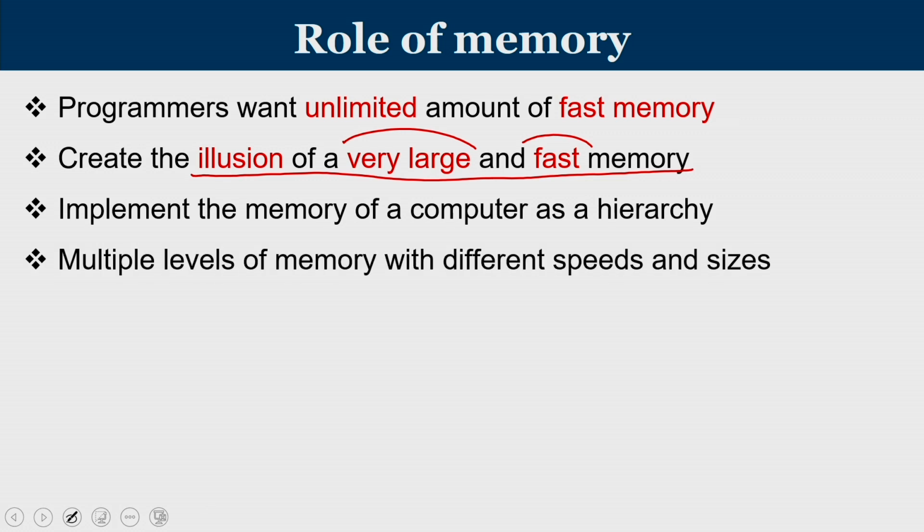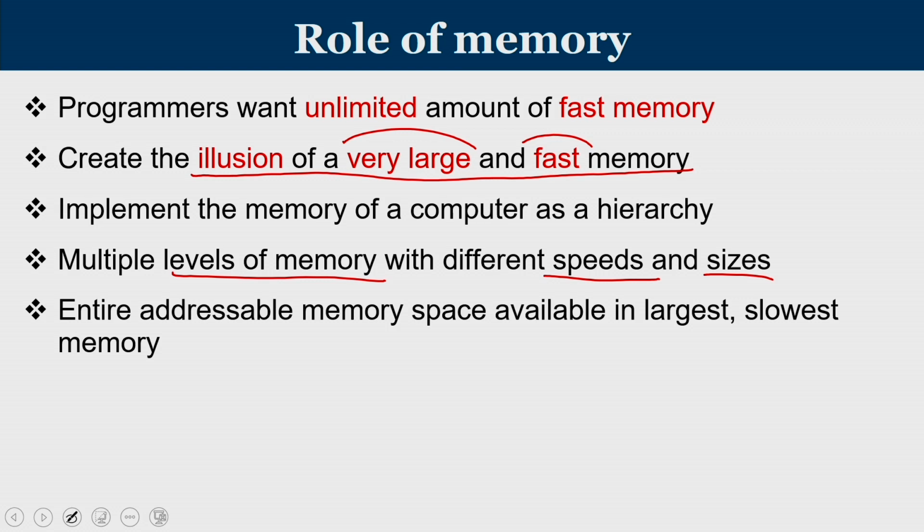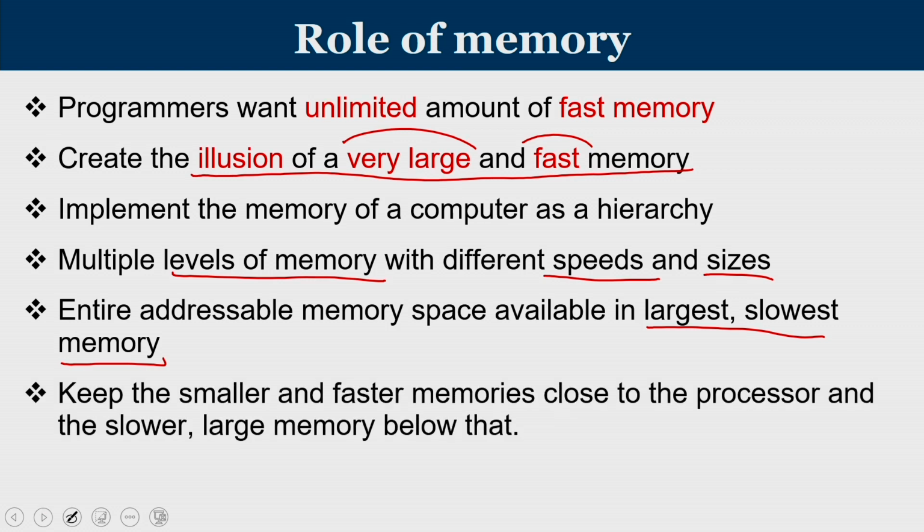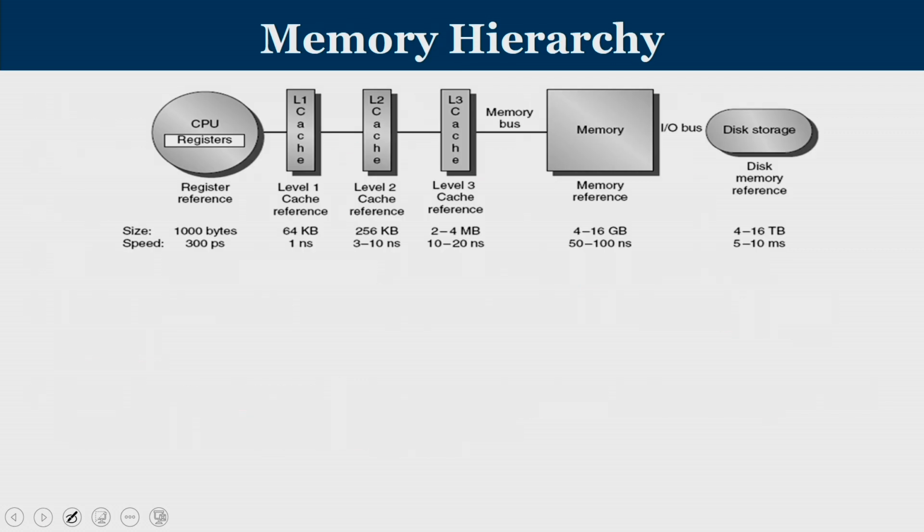Like what I have mentioned, when you go for multiple levels of memory, there can be differences in speed and the size of the memory, and your entire addressable memory space is typically kept in the largest, at the same time slowest memory. Keep the smaller and faster memories closer to the processor. So, this is the idea: can you keep your smaller and faster memory closer to the processor and your slower and larger memory just after that. This is the typical way you look at it. If you look at the CPU, it has internal registers. That's what we have seen. We have integer registers and we have floating point registers.